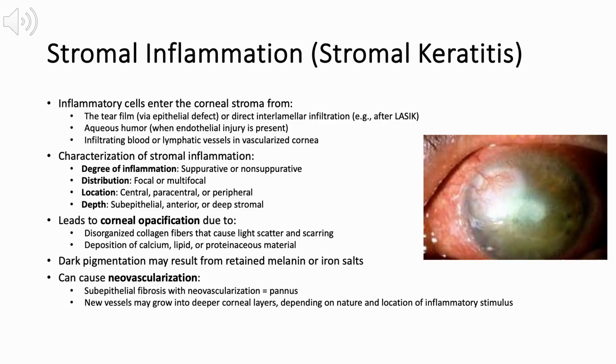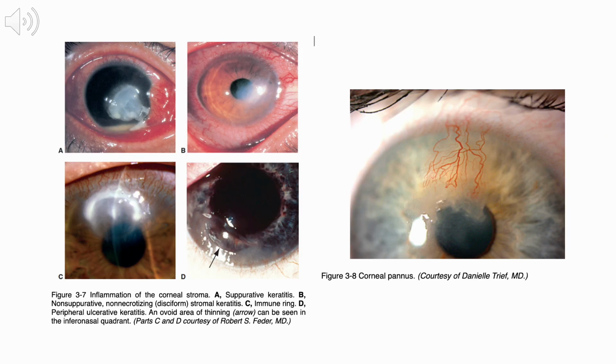Finally, stromal inflammation can lead to neovascularization. This can manifest as pannus, with subepithelial fibrosis and new vessels that may penetrate deeper corneal layers depending on the stimulus. This slide shows a variety of clinical appearances of stromal inflammation or stromal keratitis.